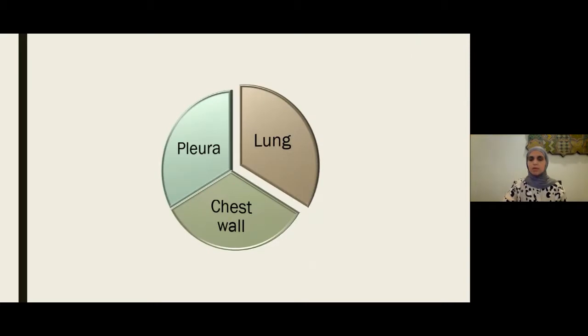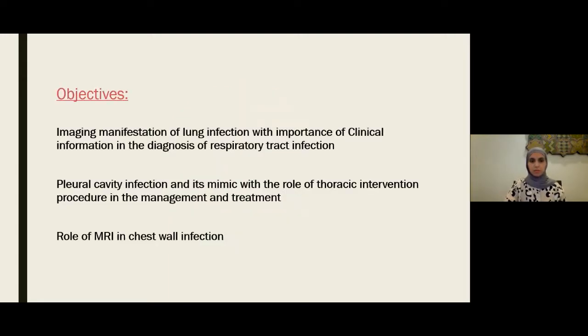My talk will be divided into three groups. I will talk about infection in the lung, then the pleura, as well as infection involving the chest wall. The objectives of my talk are imaging manifestations of lung infection, with the importance of clinical information in the diagnosis of respiratory tract infection, pleural cavity infection and its mimics, with the role of thoracic intervention procedures in the management and treatment. Finally, we'll close with the role of MRI in chest wall infection.